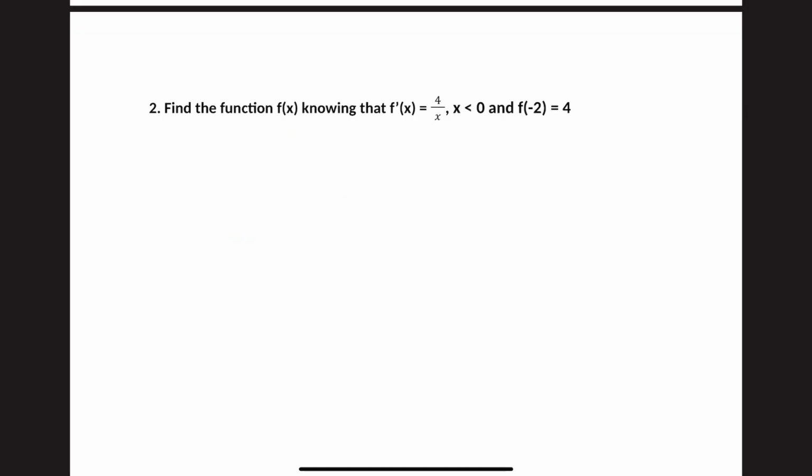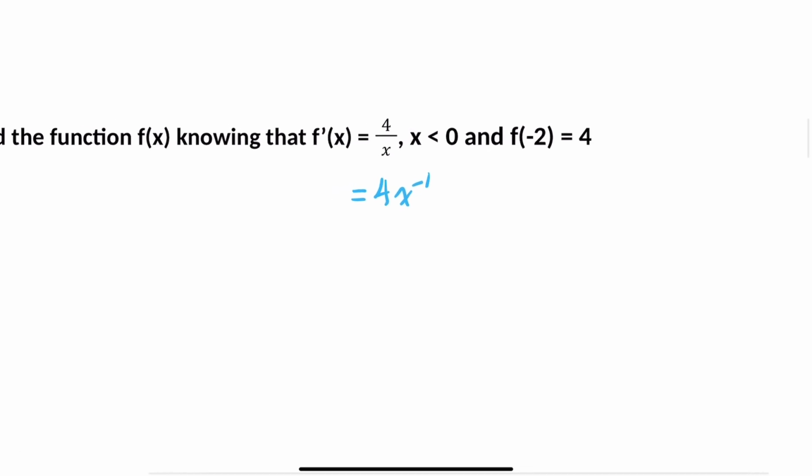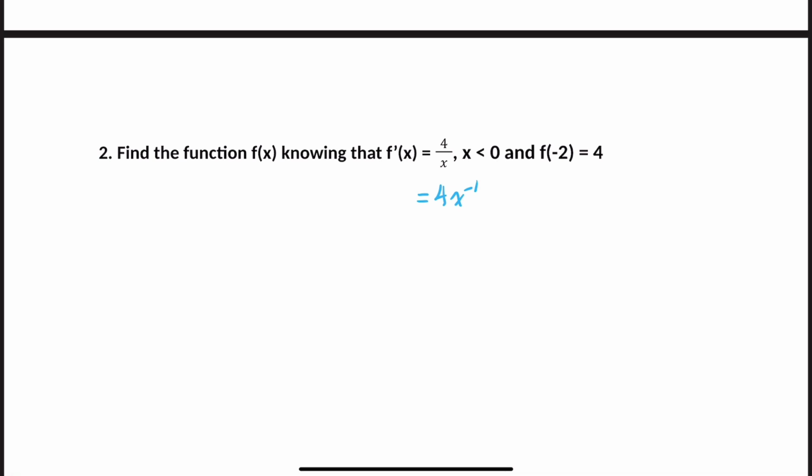In this next question, we're told to find the function f of x knowing that f prime of x is equal to 4 over x, where x is less than 0, and f at negative 2 is equal to 4. I'm going to go ahead and rewrite this as 4x to the negative 1, so I can find its antiderivative more easily. And then we have our initial condition over here, which is saying when x is equal to negative 2, our y value must have been 4. And we're told to find the antiderivative f of x.